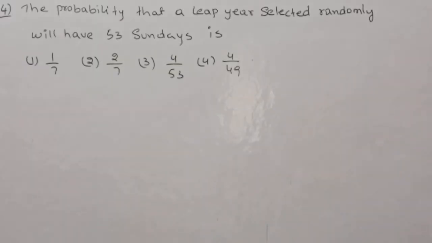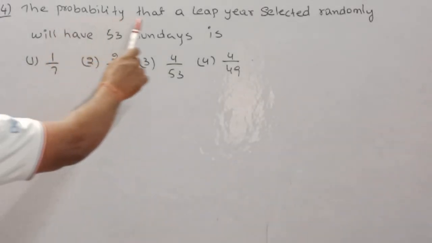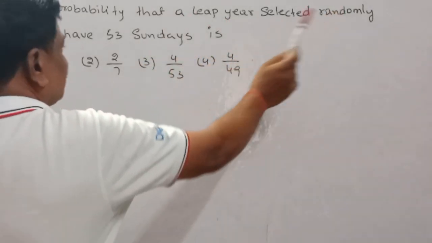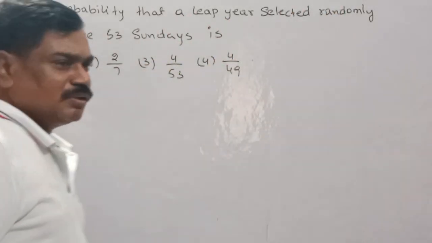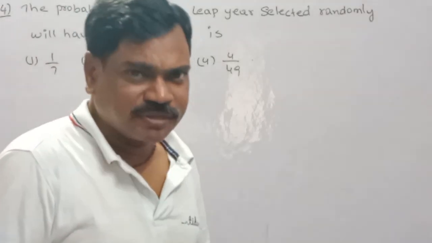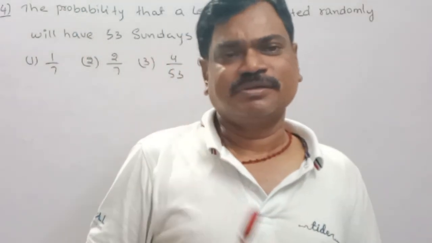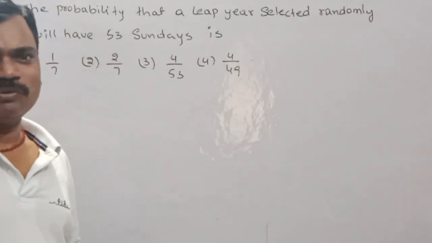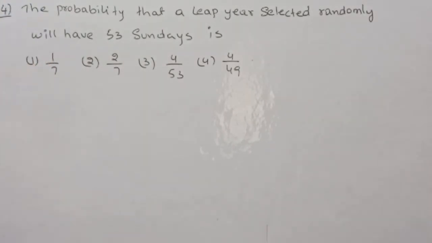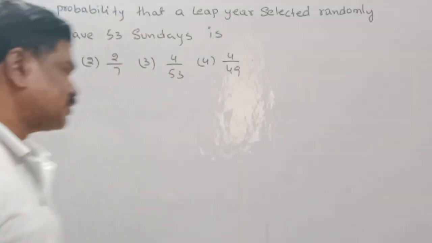Here we have one more problem on probability. The probability that a leap year selected randomly will have 53 Sundays. Generally in a year there are 365 days. How many weeks are there? 52 weeks are there. Here in a leap year there are 366 days.